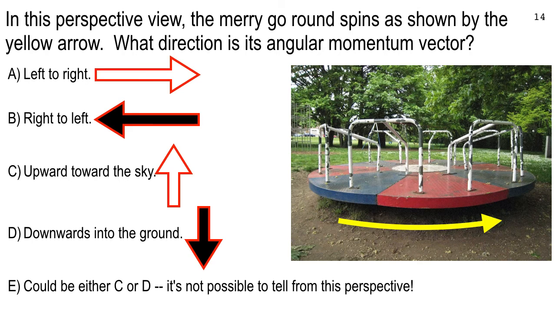In this perspective view, the merry-go-round spins as shown by the yellow arrow. What direction is the angular momentum? I've got 4 different arrows, alternating colors, and then E is if you decide, nope, I don't have enough information. Not possible to tell. So use the right hand that's on the right side of your body.